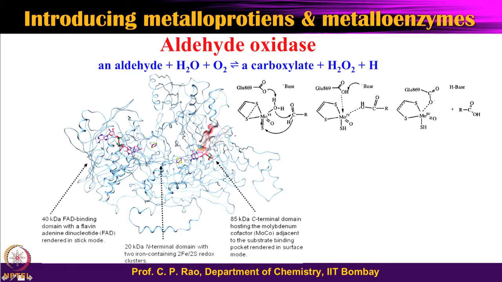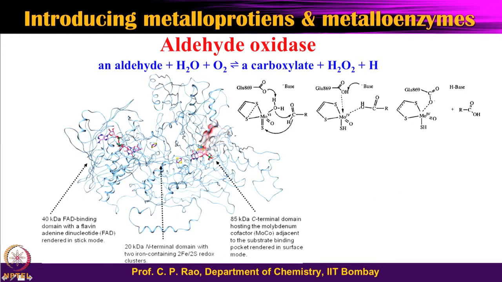So, you can see, it is oxidation, so the enzyme in the oxidized form is in the 6 plus form, and as we know, it is bonded to double bond O, double bond S in the aldehyde oxidase. Now, this will react with the aldehyde, and the water is activated by a glutamate, which picks up the proton, and the OH is transferred to the carbonyl center to make a carboxylic species, and this will go out, and then the enzyme will go into the reduced form.